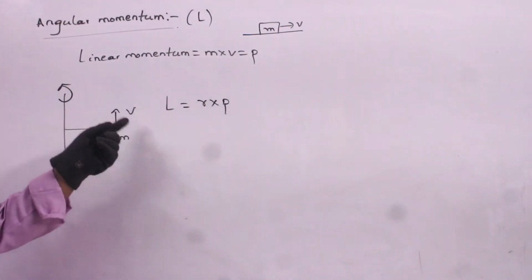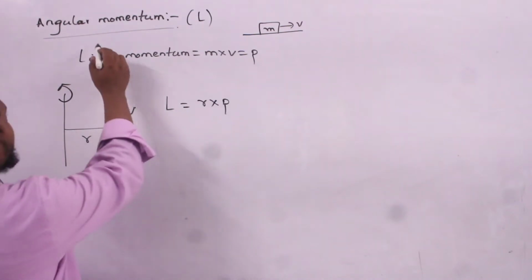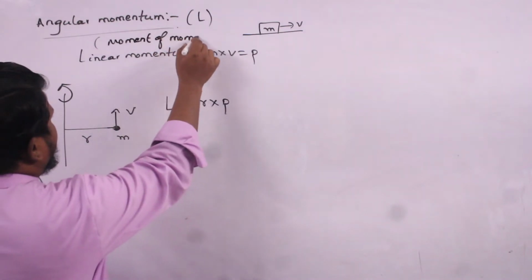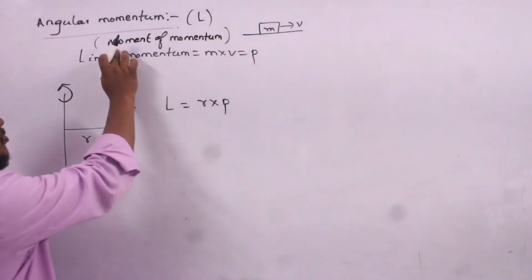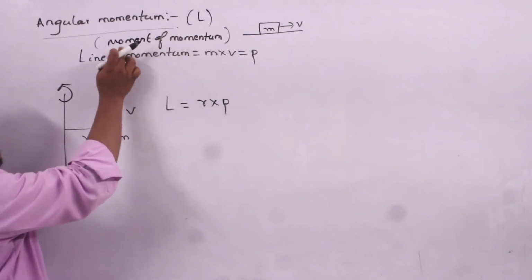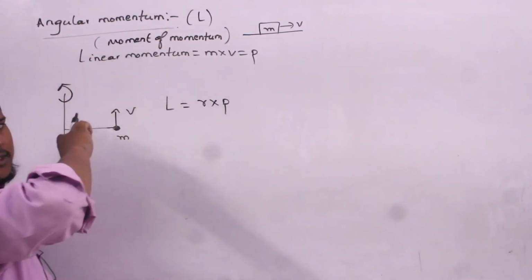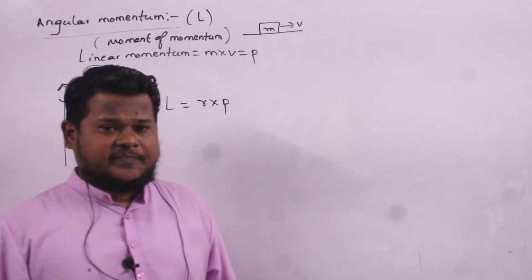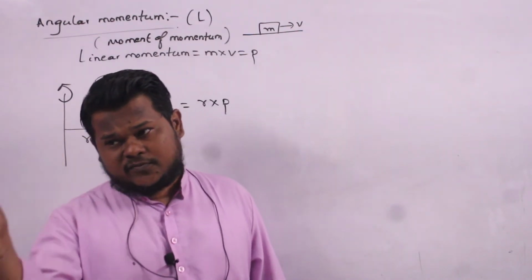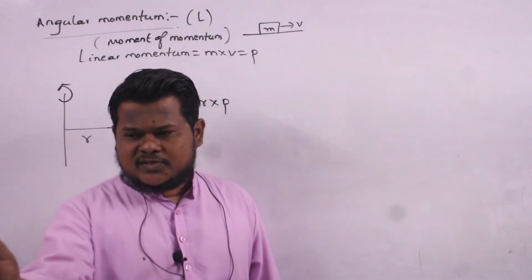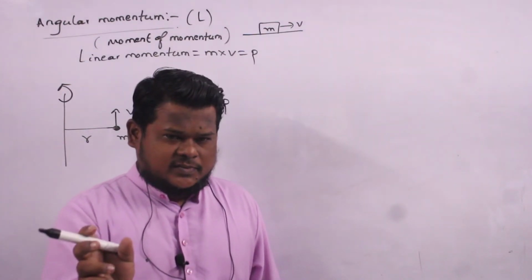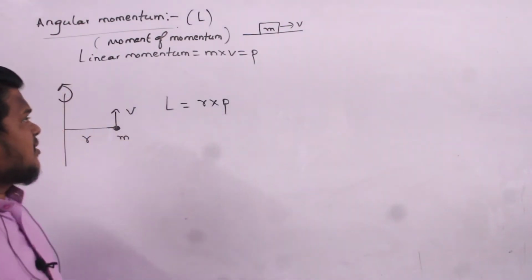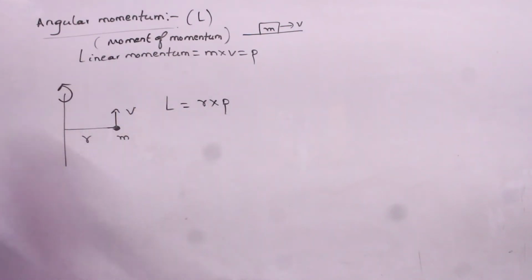Or you can call it moment of momentum also. Another name for angular momentum is moment of momentum. Moment of momentum means what? Momentum multiplied by perpendicular distance. Torque we also call moment of force. Why do we call it like that? Because force is multiplied by perpendicular distance, no? So wherever you multiply by distance, that is called a moment. Are you able to understand? So angular momentum is also called moment of momentum.